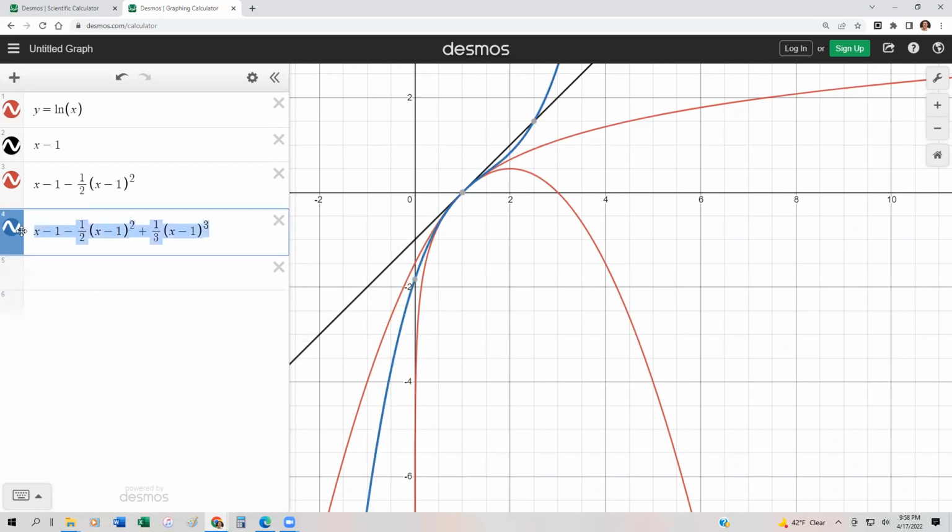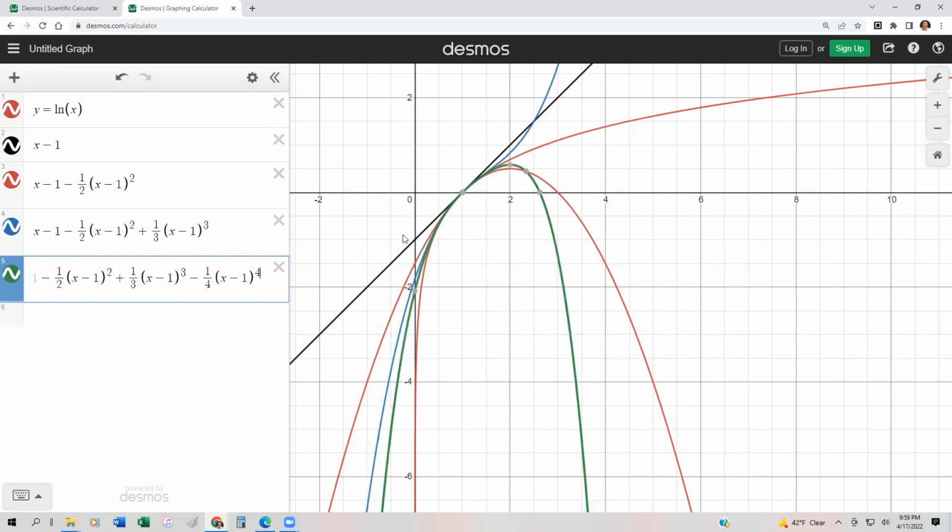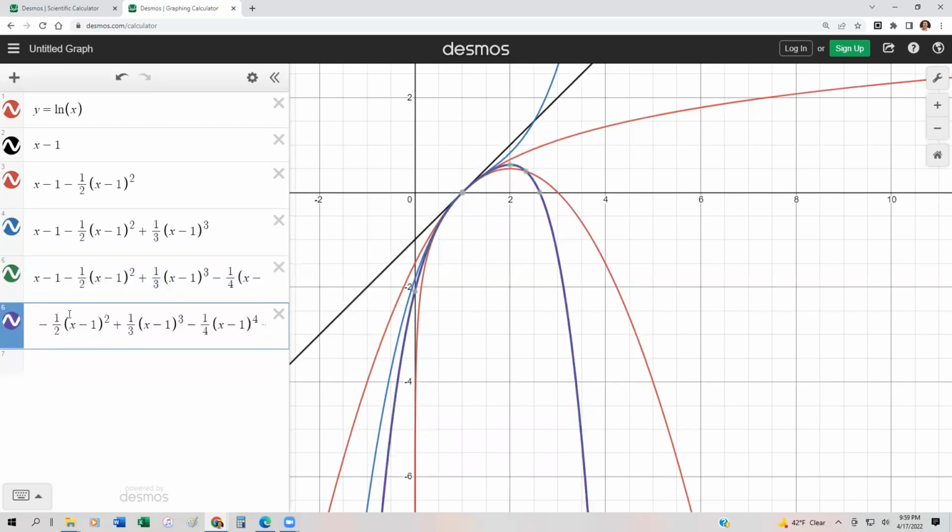All right, next one we had was minus a quarter. Okay, so we're going to say minus 1/4 of x minus 1 to the fourth. All right, and that does a decent job again. Okay, it's a little bit better than the cubic that we had. Right, and then the last one that we had, I'm just going to copy this. And we're going to add a 1/5 of x minus 1 to the 5th power. All right, so as we increase the order of the polynomial, it looks like it's getting a little bit closer, okay?